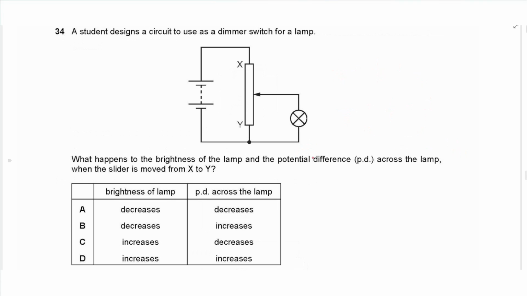Question 34 says a student designs a circuit to use as a dimmer switch for a lamp. What happens to the brightness of the lamp and the potential difference across the lamp when the slider is moved from X to Y? That's going down. So this section here becomes shorter, having less resistance, and in a potential divider, less resistance means less voltage, so the brightness of the lamp also decreases. So brightness decreases and potential difference decreases. So the answer is A.